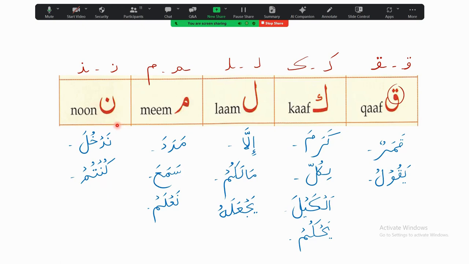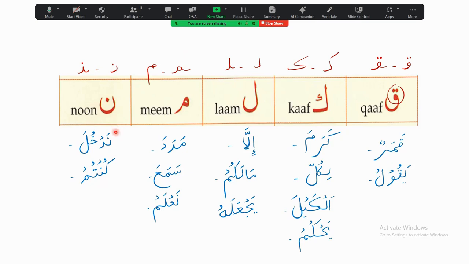So let's move on to the next letter, noon. I said that you are not supposed to confuse this letter with the ba letter, because both ba and noon have one dot. For ba, the dot was below it. For the noon letter, the dot is above it. Otherwise, the shape is similar to the way we write ba.